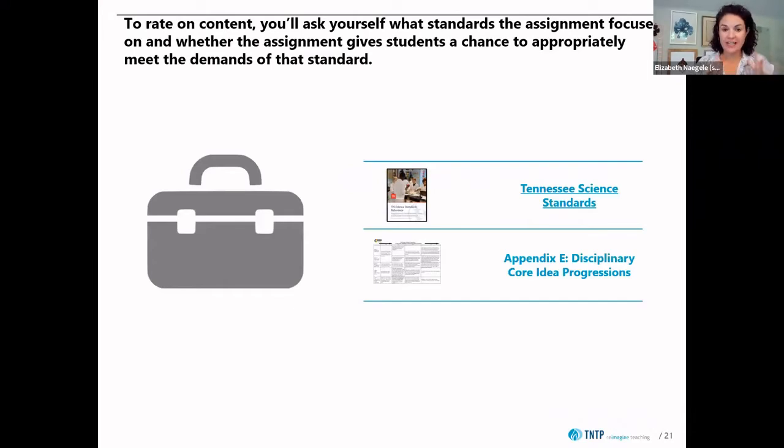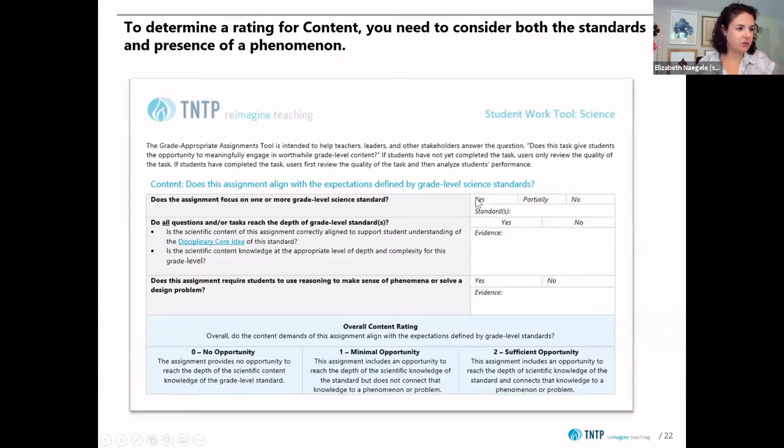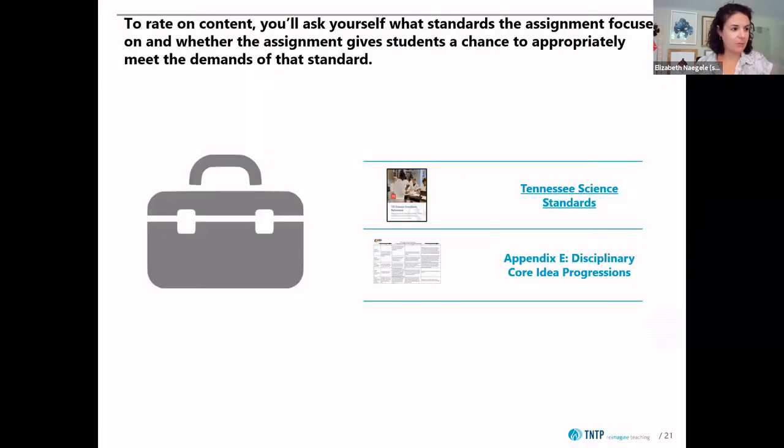Okay, so like I just said, when you rate on content, you use these two documents. You use the Tennessee Science Reference Guide and the Appendix E, the Disciplinary Core Idea Matrix. And I want to just give you a shot at trying to answer these three questions. So take the next 3 minutes to use these documents and that assignment to figure out if you would say a yes or a no for those first three questions on content. I'll put this up so that you can reference the documents. Take 3 minutes to rate this assignment on content.